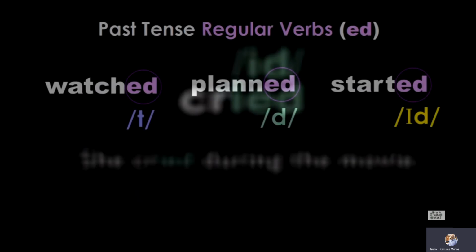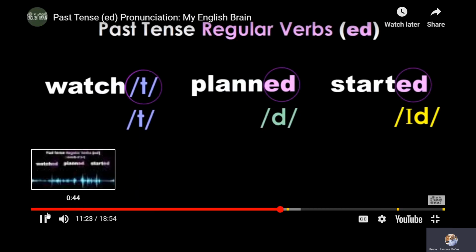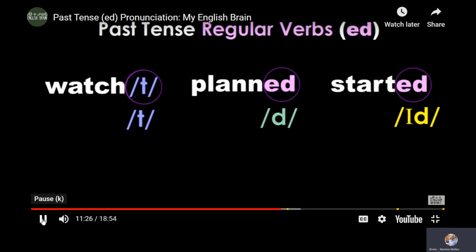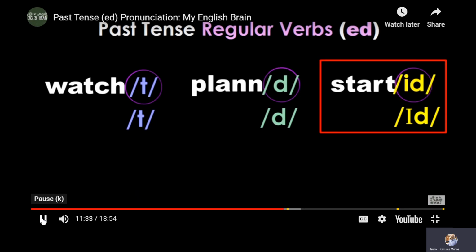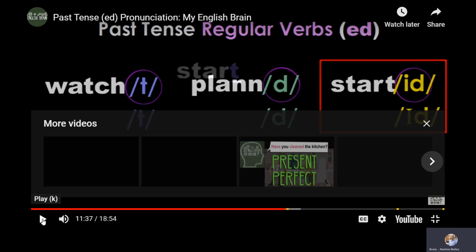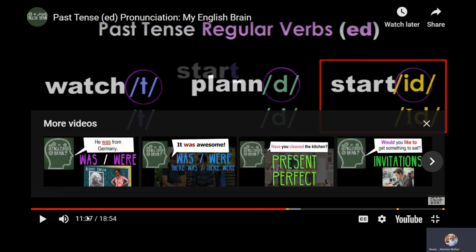So, now we understand the t sound in watched. We understand the d sound in planned. Now let's focus on the id sound. For example, started. All right, so far you have watched the video, hopefully, right? And we have focused on the voiceless t and the voiced d, which are the endings for past tense.